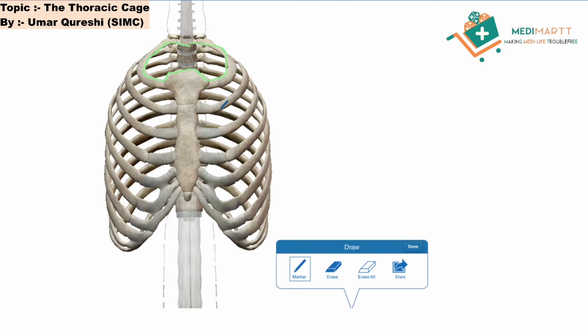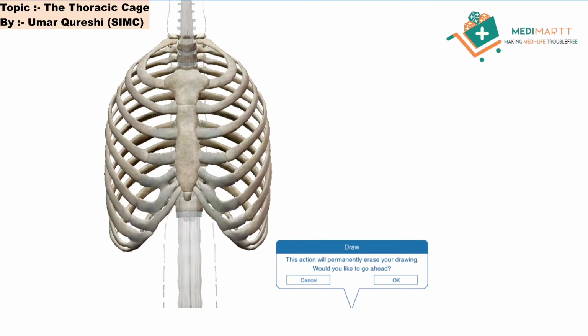The sternal end of the first rib lies about 3 to 4 centimeter lower than the vertebral end. What it is saying is that the sternal end of the first rib. Basically in a rib there are 2 ends. One end which is attached with the sternum is called the sternal end, and one end which is attached with the vertebra is called the vertebral end. So the sternal end of the first rib lies about 3 to 4 centimeter lower than the vertebral end.